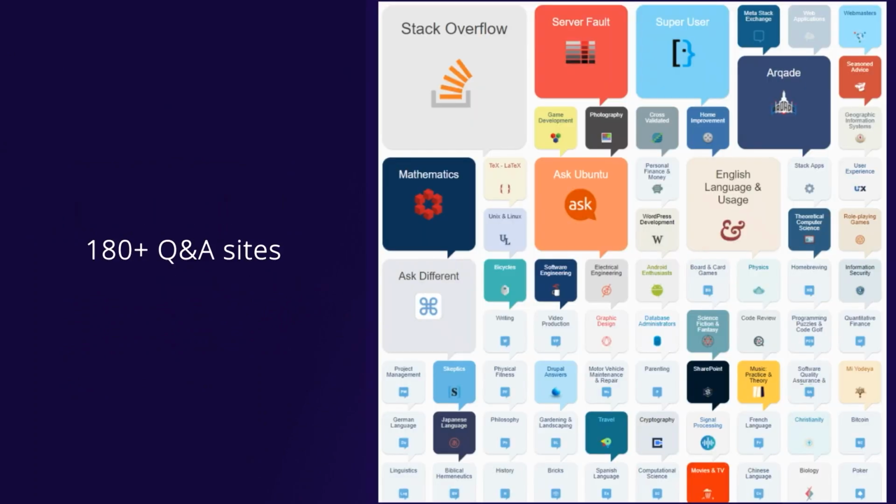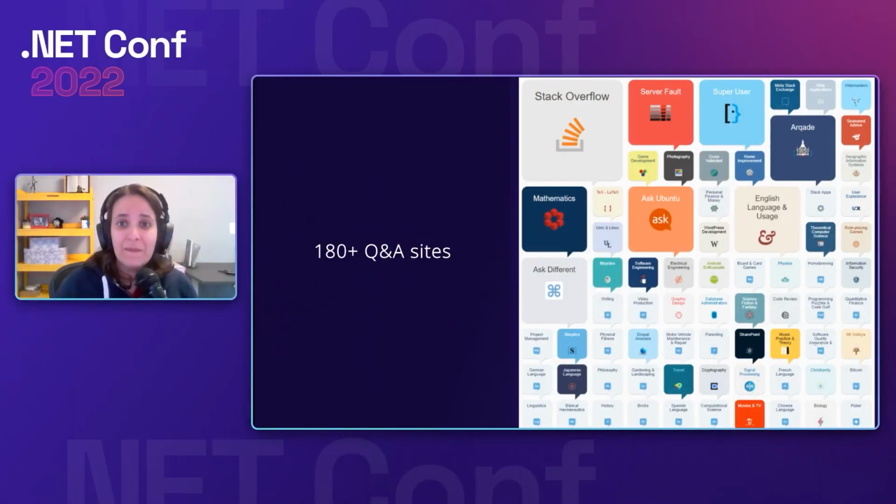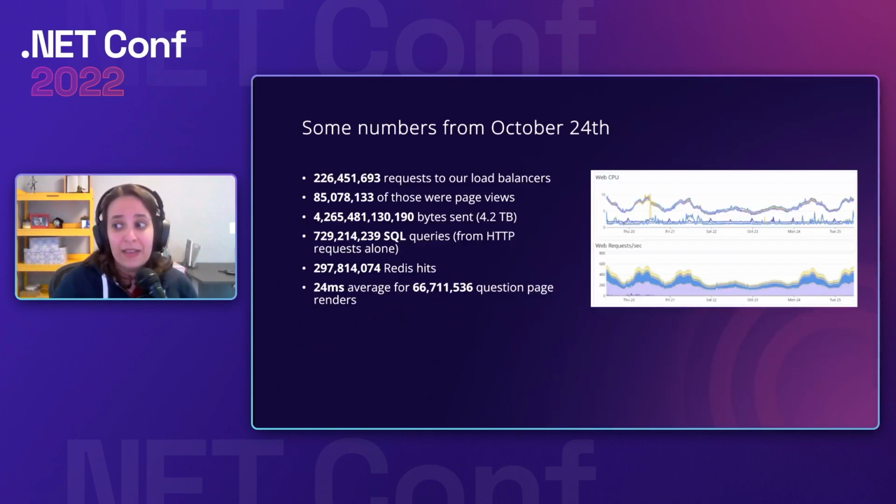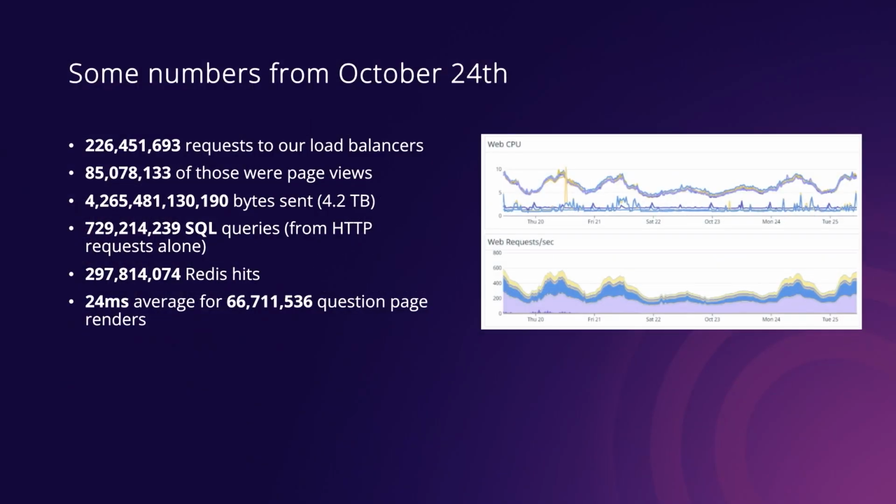But Stack Overflow is actually just one of over 180 Q&A sites that we host. And it's important to say this because all of those sites, including Stack Overflow, are actually powered by the very same application. Stack Overflow is a multi-tenant application that hosts over 180 Q&A sites. And these are some very fresh numbers, by the way, from October 24th that I collected to show you what that means in terms of how that gets to our application and our infrastructure.